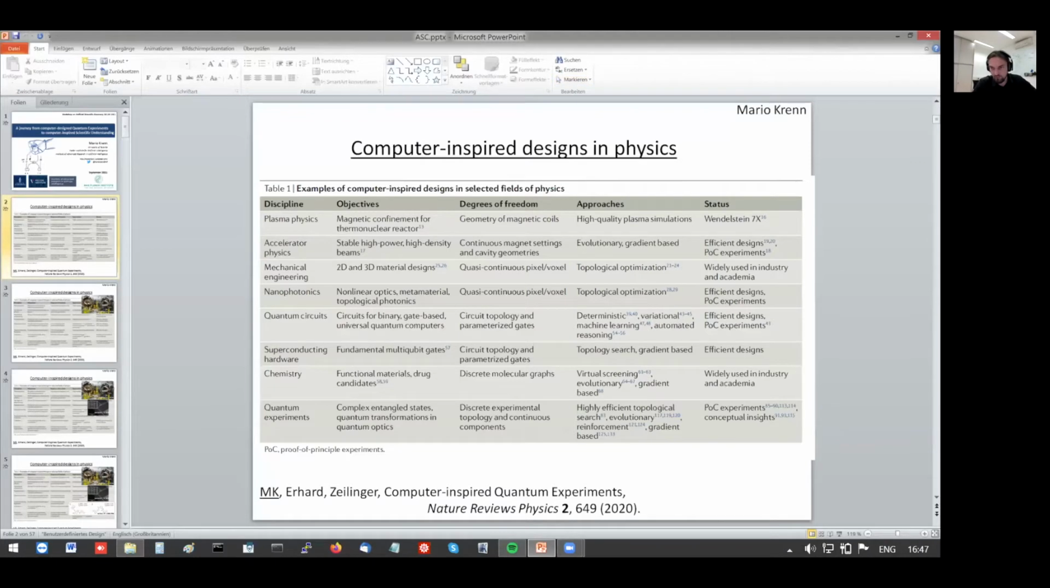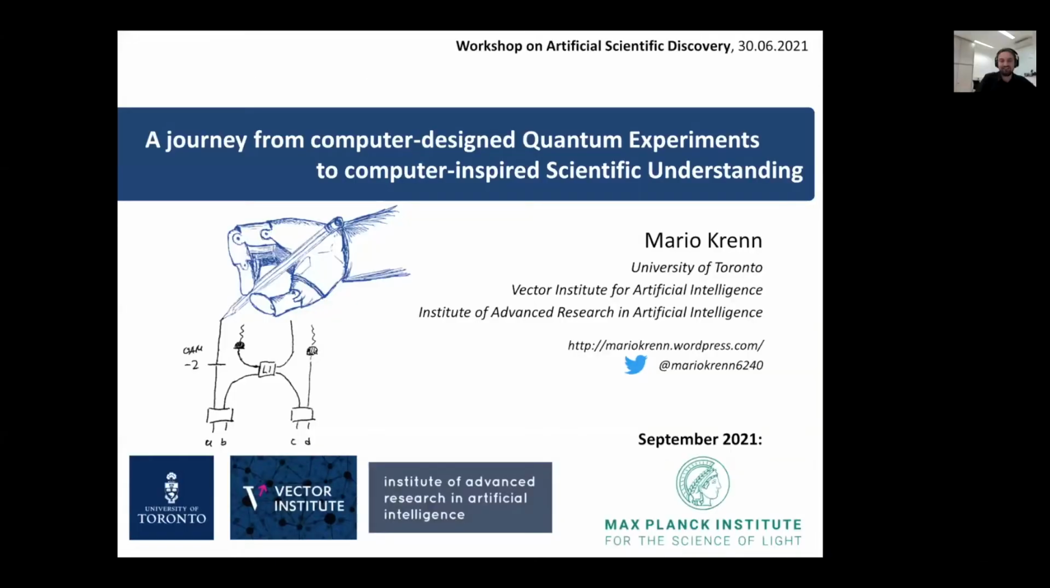Can you see my screen? It's not full screen yet, but now it works. Yes, now it works. Okay.